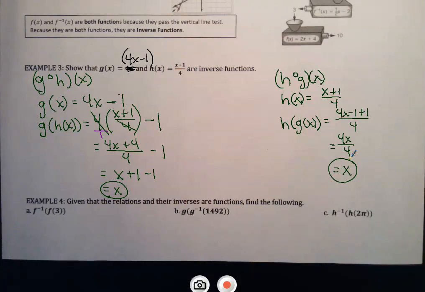Now the bottom one, example 4, looks really hard, right? It says, given that the relations and their inverses are functions, find the following. We don't need one.